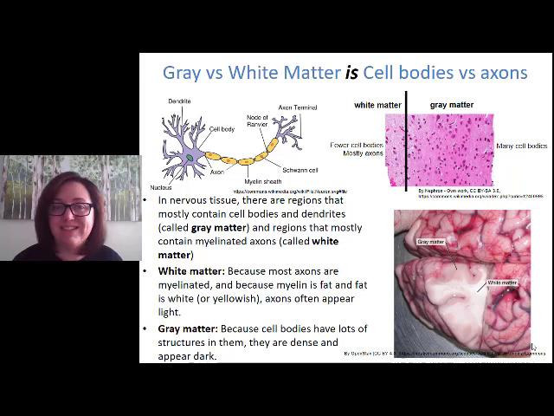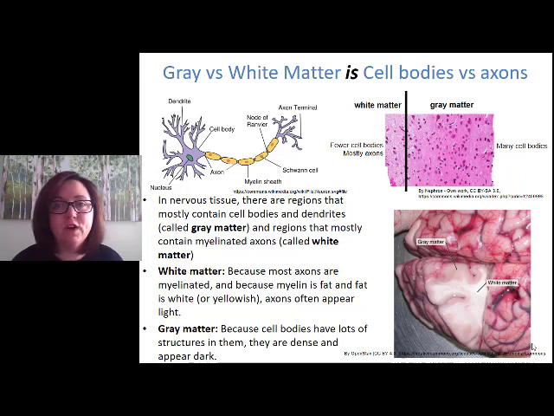Cell bodies are very dense. There's a lot of stuff inside of them, in other words, all of those organelles and the nucleus. And this makes them appear darker. The more dense something is, the darker it is. So gray matter is gray due to a high number of cell bodies.